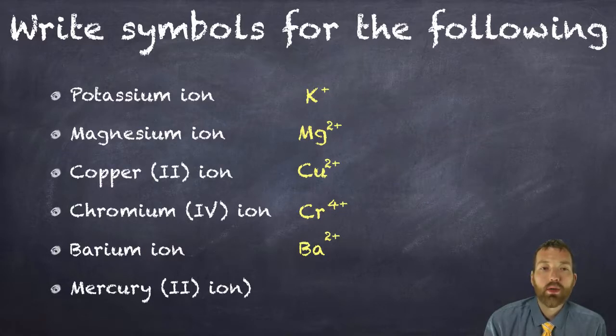And last we have mercury 2 ion. So mercury is a hard one to find on the table. If you need help, look at table S again. It is Hg. And the Roman numeral 2 tells us it is a 2 plus charge.